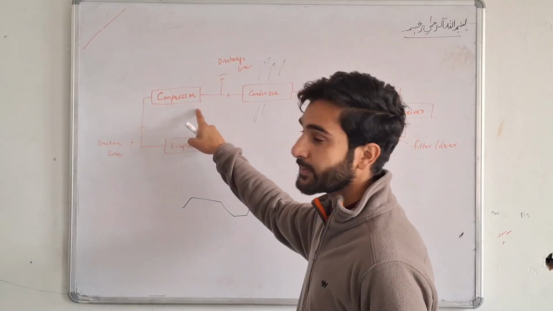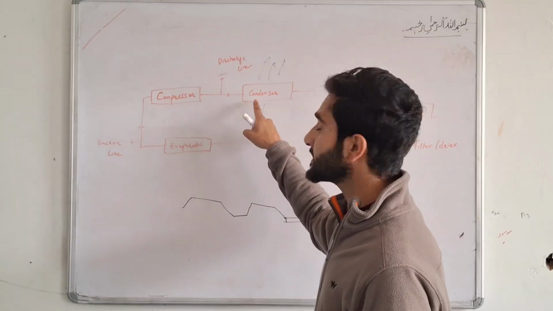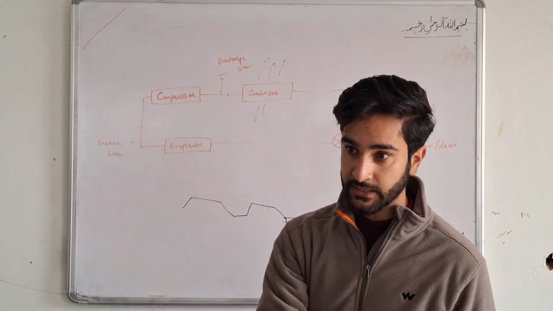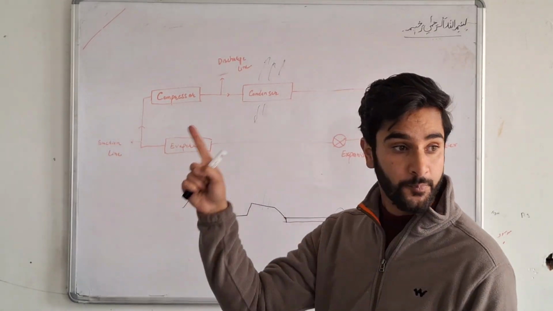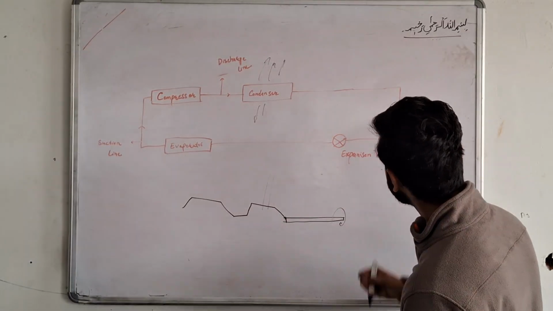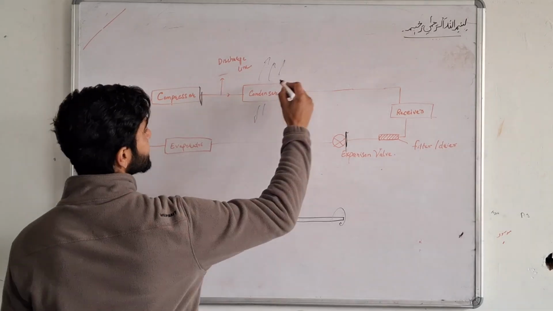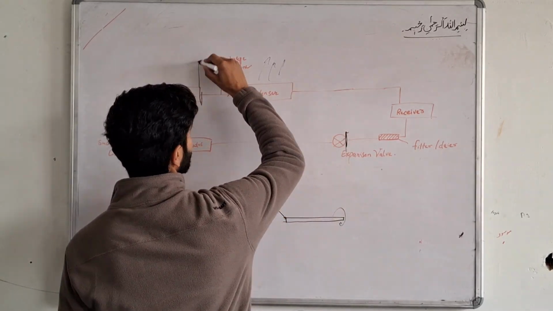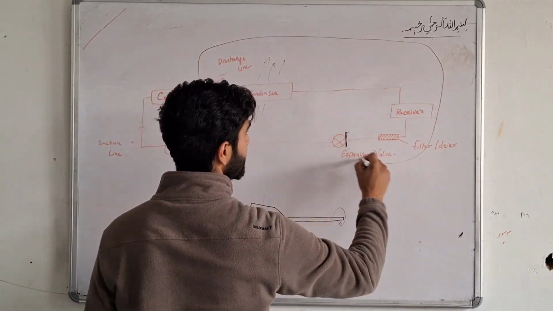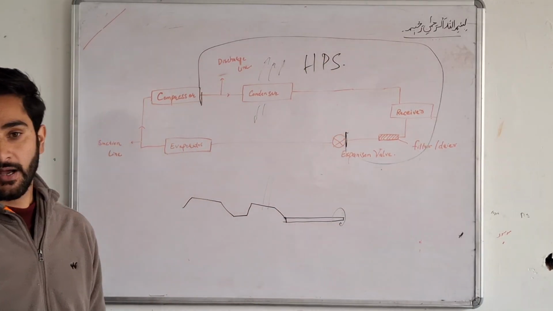Because after the compressor, the pressure is always high. So inside the condenser, pressure is still high. Inside the receiver, pressure is still high. Inside the filter dryer, the pressure is still high, until this point. And this side is called the high pressure side. I will write it in short form, HPS. This is called high pressure.